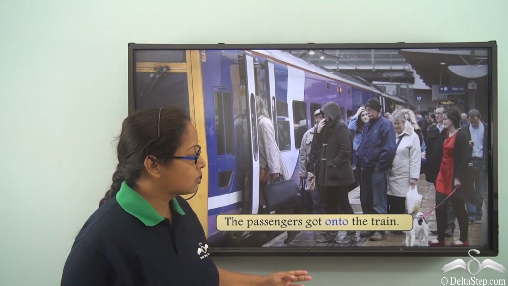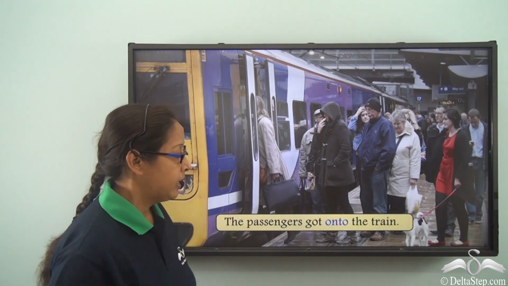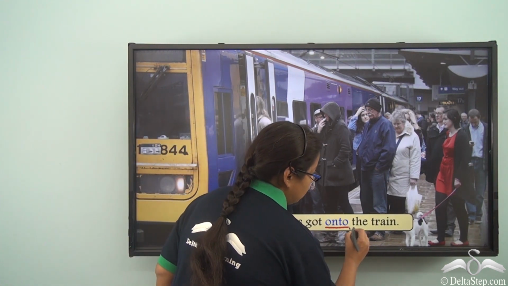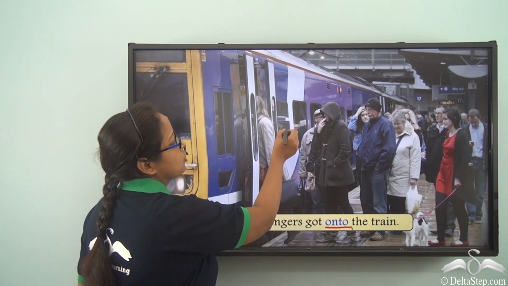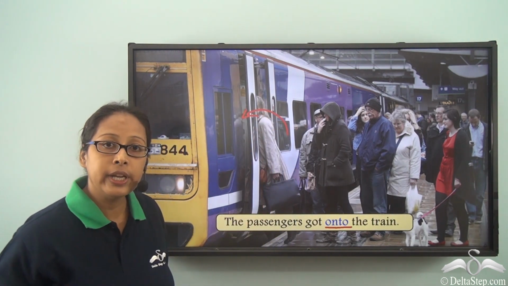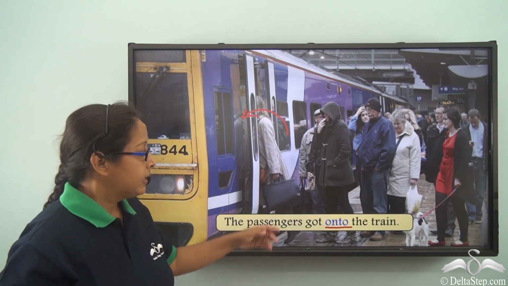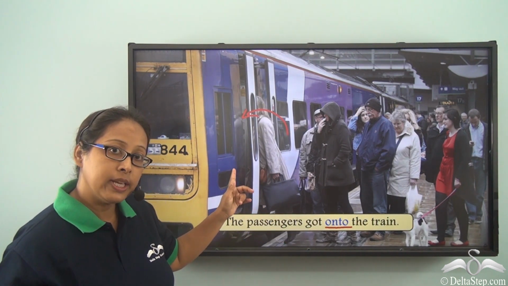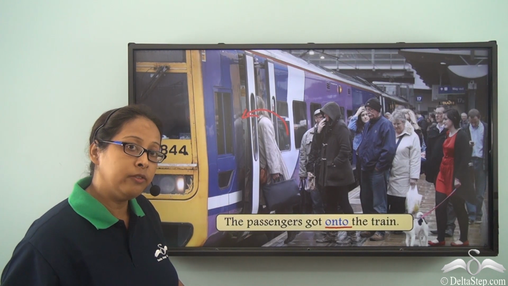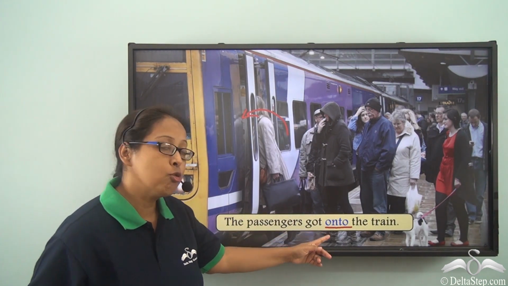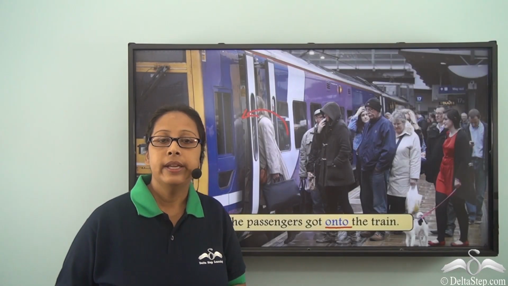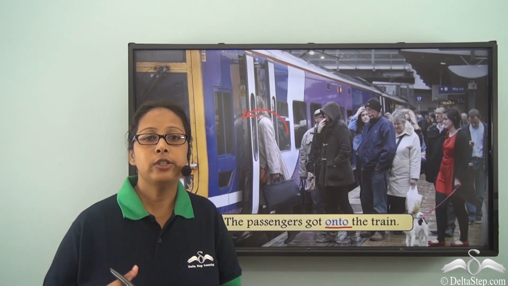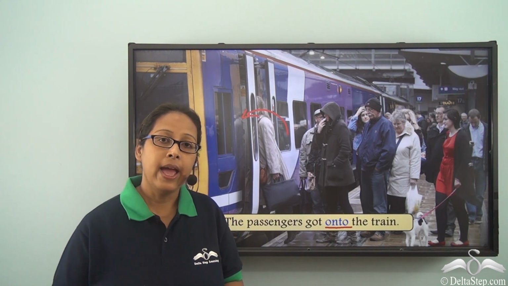The passengers got onto the train. Now the preposition here is onto. And we can see in this picture that the passengers are getting inside the train. So again, they are moving from one place to the other. There's a sense of movement involved. Therefore, we have used the preposition onto in this sentence. So we have seen that when we use onto, we talk about a movement and something moving to a surface.